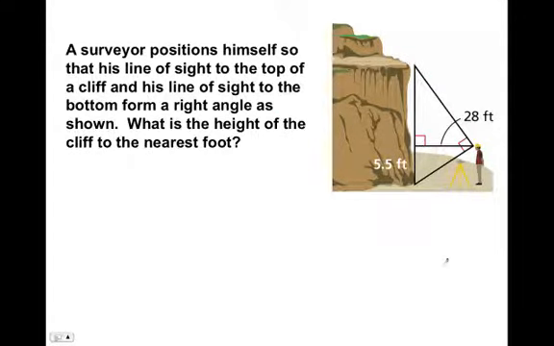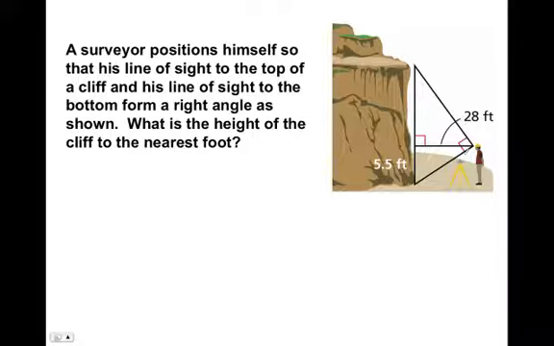So let's take a look. A surveyor positions himself so that his line of sight to the top of a cliff and his line of sight to the bottom form a right angle as shown. Here's our surveyor. He's looking up, he's looking down. Creates a right angle. What is the height of the cliff to the nearest foot?